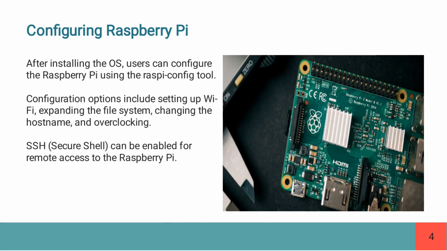And coming to configuring Raspberry Pi. After installing the operating system, users can configure the Raspberry Pi using the raspi-config tool. Configuration options include setting up Wi-Fi, expanding the file system, changing the hostname, and overclocking. SSH, a secure shell, can be enabled for remote access to the Raspberry Pi.